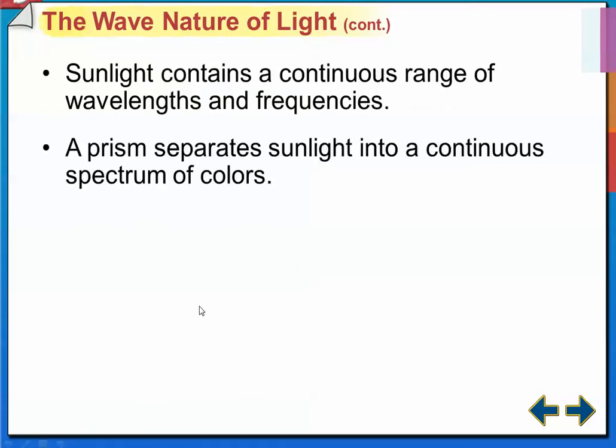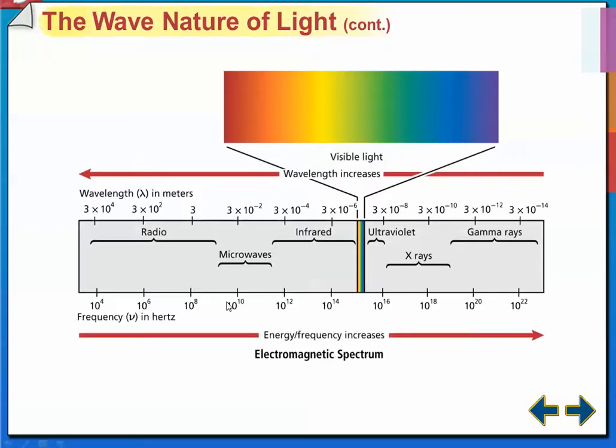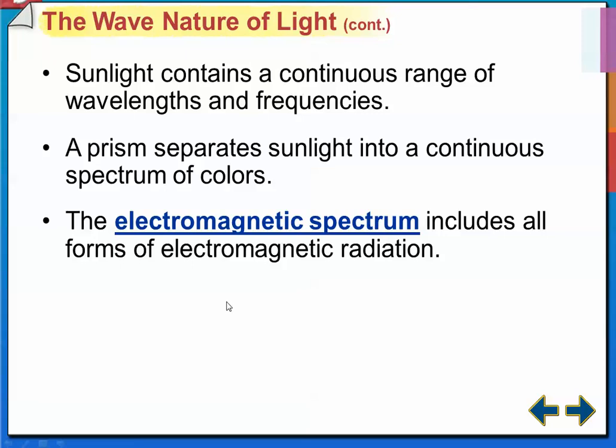Okay, so the sunlight that hits the Earth has a continuous range of wavelengths and frequencies. And when we break that up with a prism, we get a spectrum of colors. And the electromagnetic spectrum includes all forms of electromagnetic radiation.